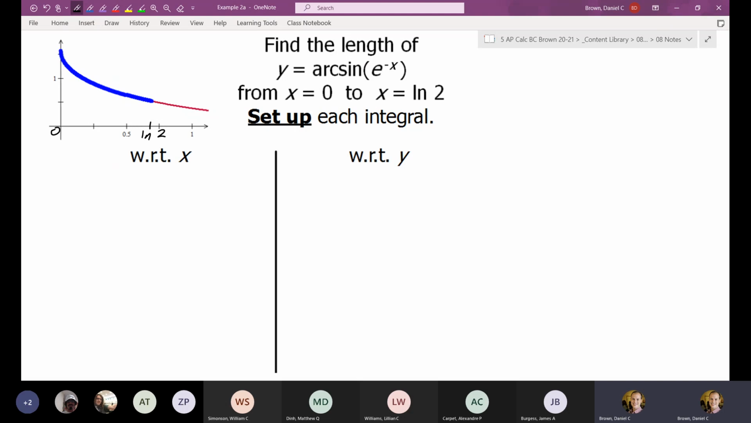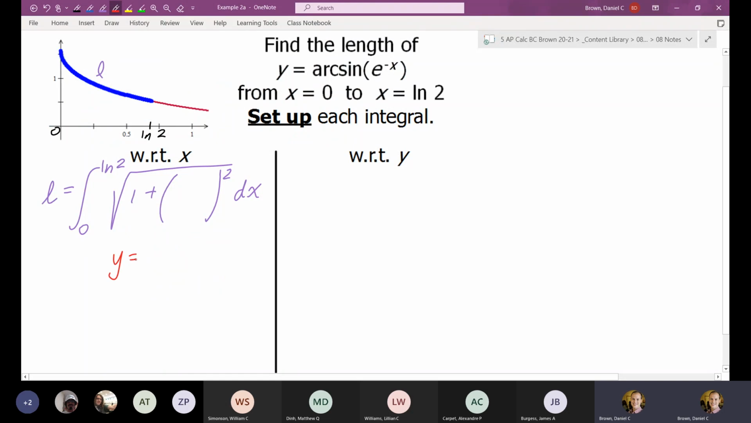If I want to find the length of this curve, and I'll just call that L, the length of this curve is the integral. If I'm starting in terms of dx, it's going from 0 to the natural log of 2 of the square root of 1 plus the derivative, dy/dx, squared. Well, there is my y. y is the arc sine of e to the negative x. So what would be the derivative, y prime or dy/dx? We just want to make sure we do our derivative rule correctly. This one will have kind of a double chain rule in it.